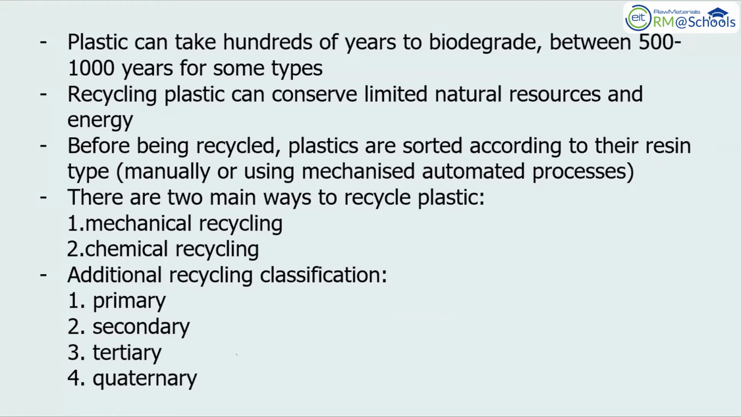You probably know that plastic can take hundreds of years to biodegrade. For some types of plastic, it's about 1,000 years. Recycled plastic can conserve limited natural resources and energy. Before being recycled, plastics are sorted according to their design type, manually or using mechanized automated processes. And there are two main ways to recycle plastic.